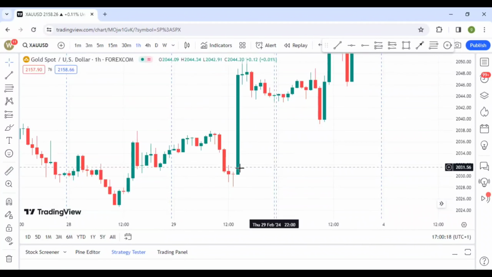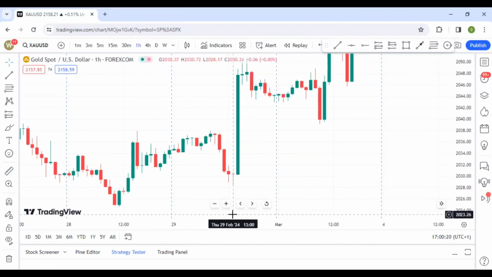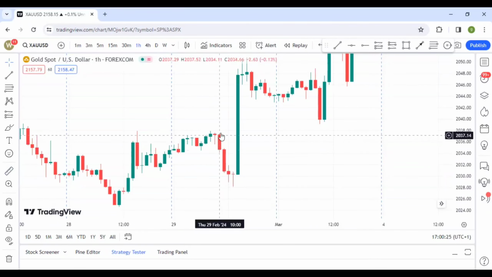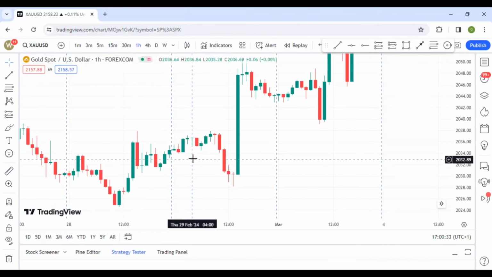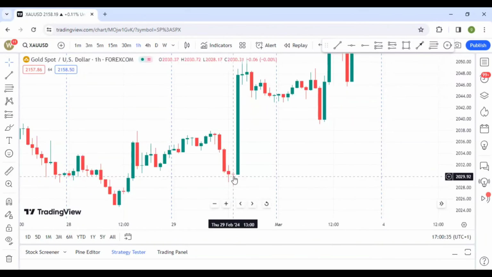When you spot a dragonfly doji at the bottom of a downtrend, like this chart we're using now, and this is a downtrend before the spike up. You can see the candles going down already. If you go to the smaller time frame, you see that it's a downtrend. Wait for the next candle to close above the high of the dragonfly doji.